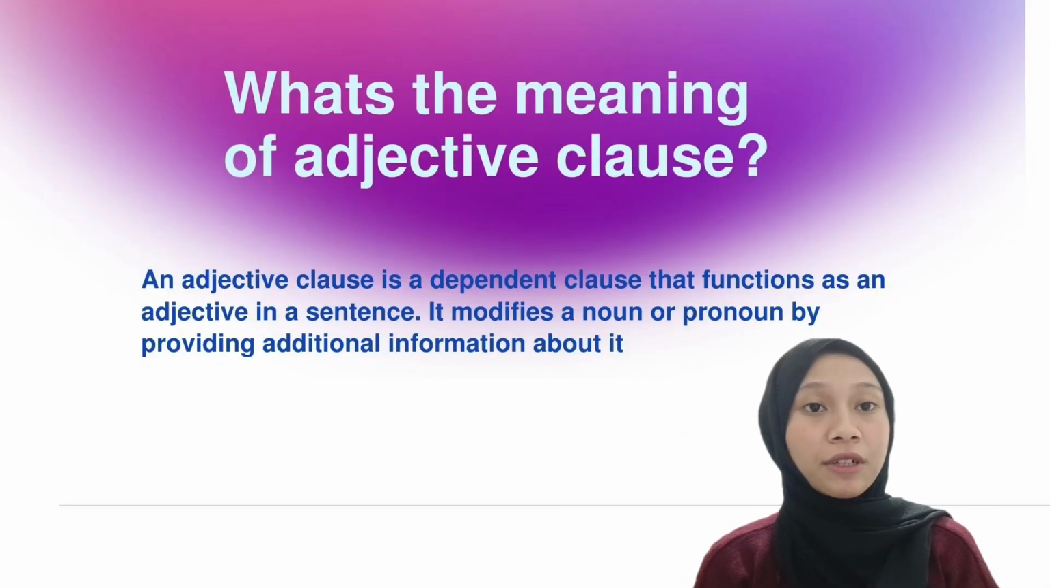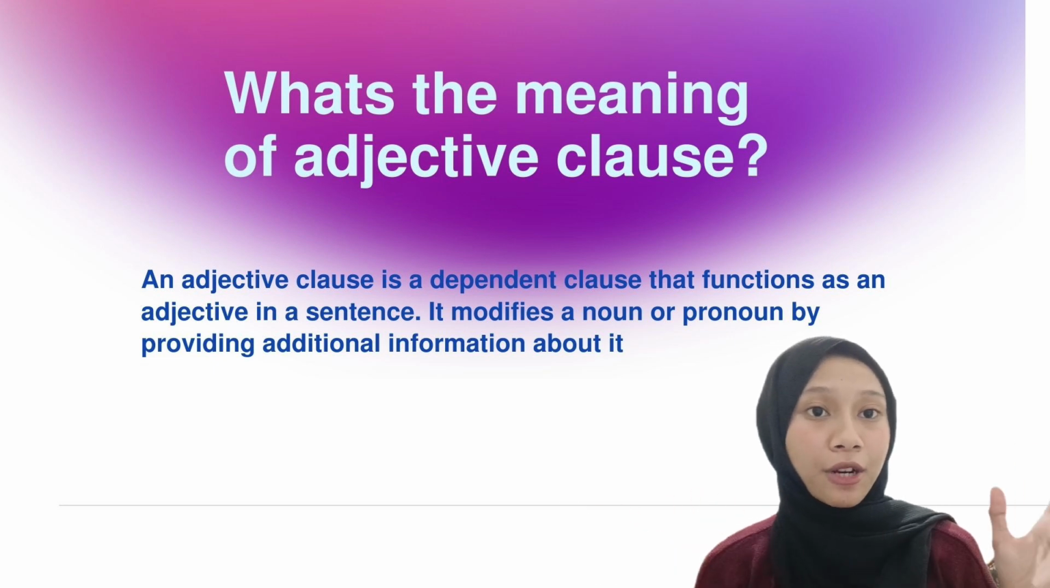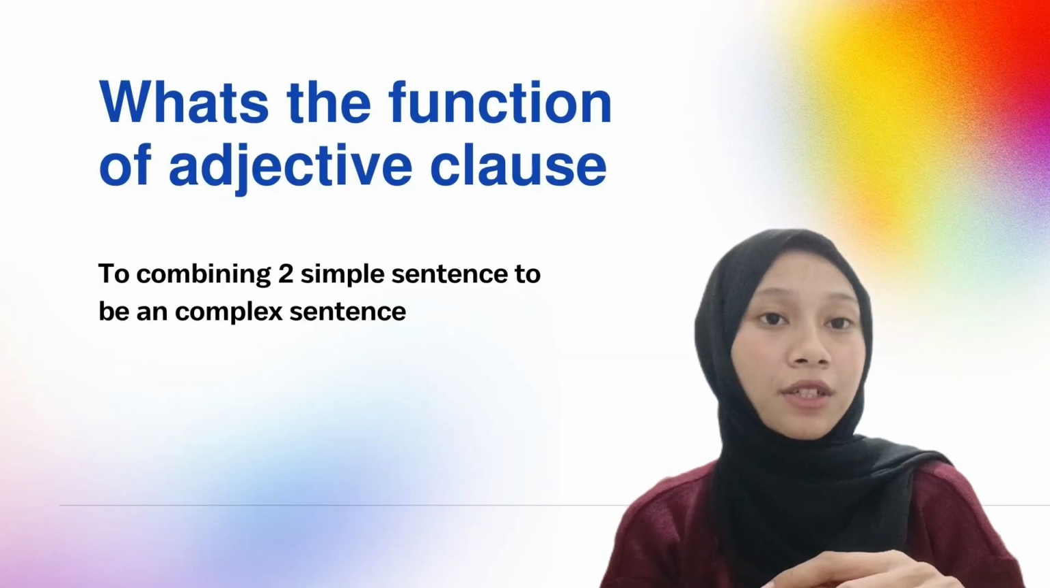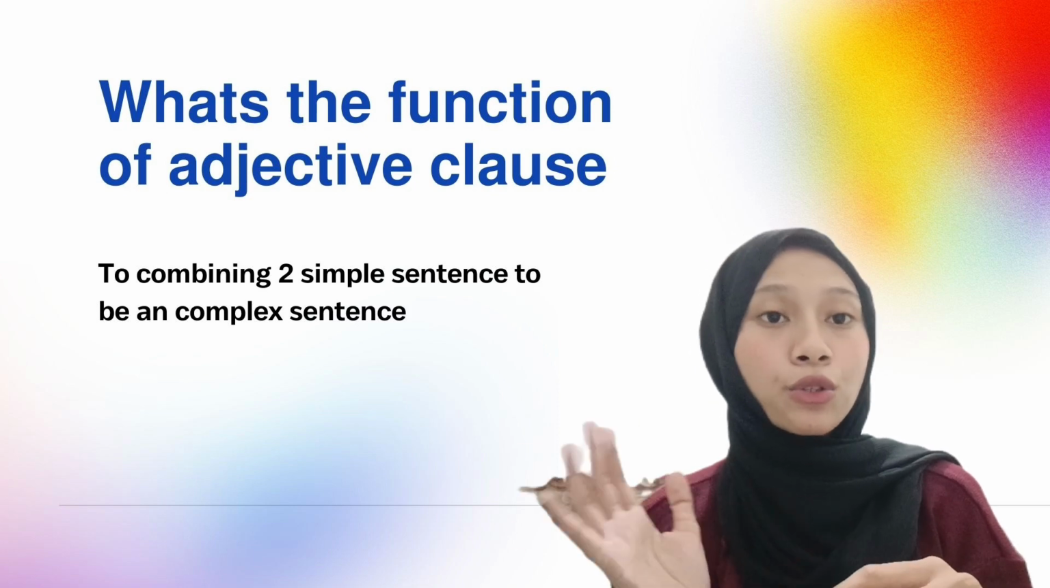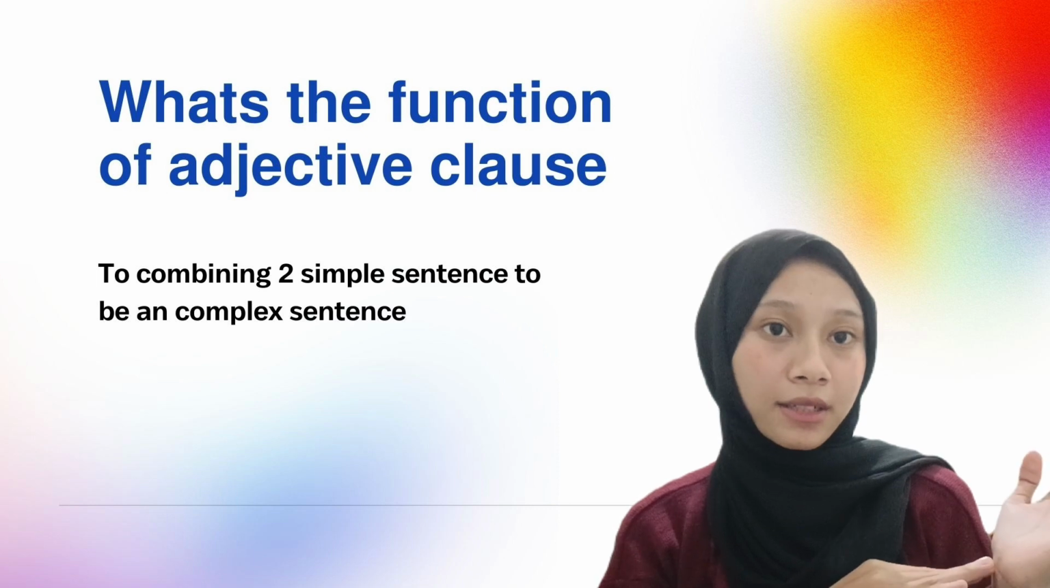What's the meaning of adjective clause? An adjective clause is a dependent clause that functions as an adjective in a sentence. It modifies a noun and pronouns by providing additional information about it. What's the function of adjective clause? The function of adjective clause is to combine two simple sentences to be a complex sentence.